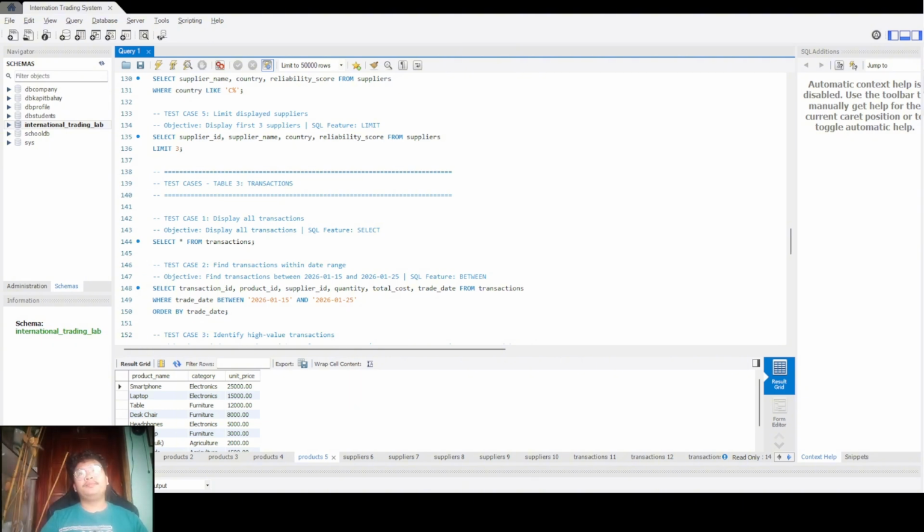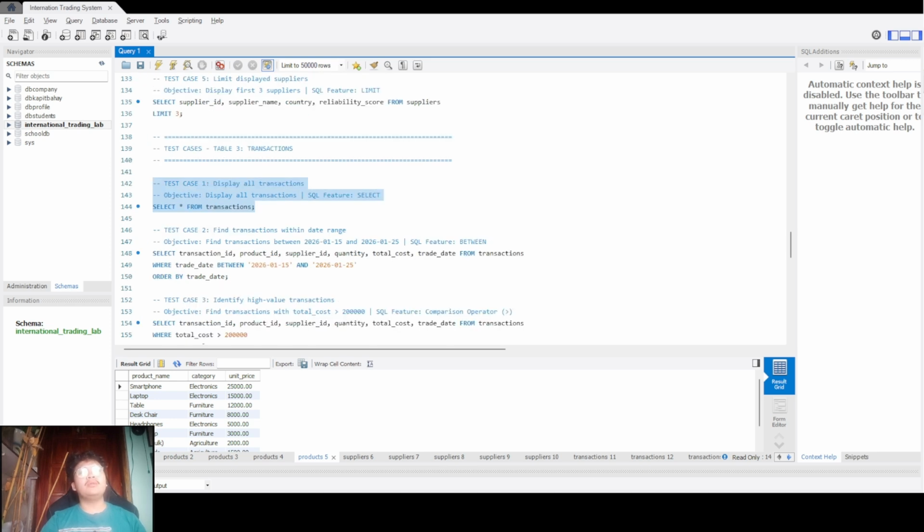So now this is the most important section, the transaction table. This has 10 test cases showing different SQL features. So test case 1 is display all the transactions. This is select all from transactions, and this shows all 15 transactions with complete details.